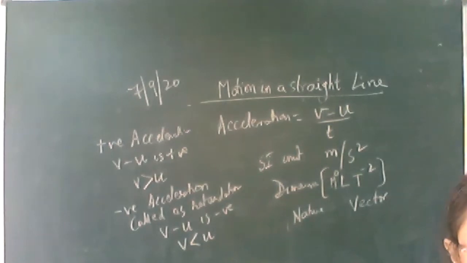Okay, and the acceleration will be positive when the change in velocity is positive. When will it be positive? When the final velocity is greater than the initial velocity, that is, the velocity is increasing with the time. Okay, so this negative acceleration, we call it as retardation. So write down, acceleration may be positive or negative. It will be positive when v is greater than u. The negative acceleration is called as retardation, and it is possible when v minus u is negative, that is v is less than u.